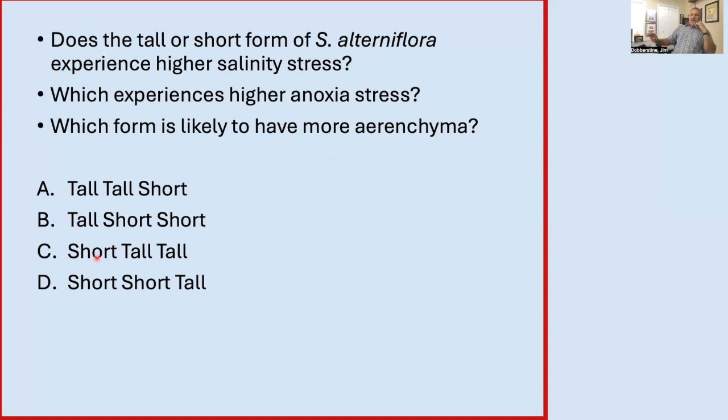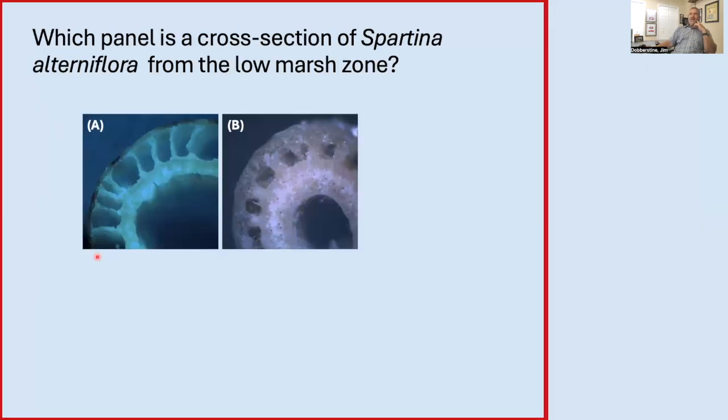Okay. All right. And which panel is a cross section of alterniflora from the low marsh zone? Well, if you look at the cross section of the root here, you can see that these have really prominent parenchyma, indicating that they are suffering from flooding stress, and thus they would be in the low marsh.